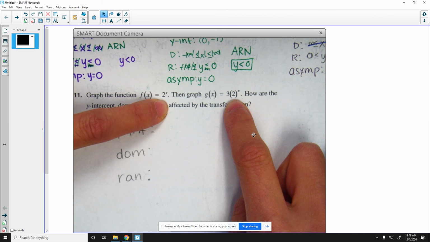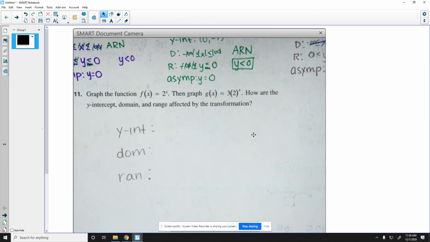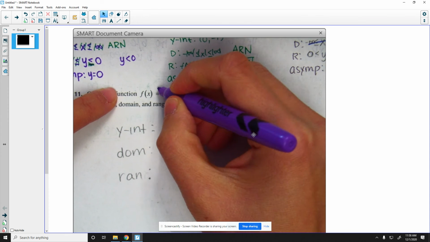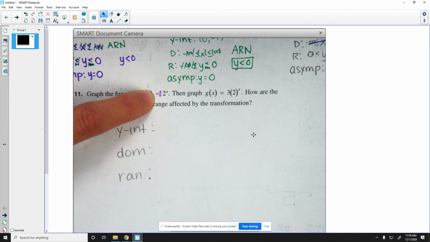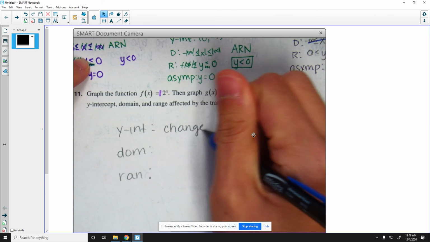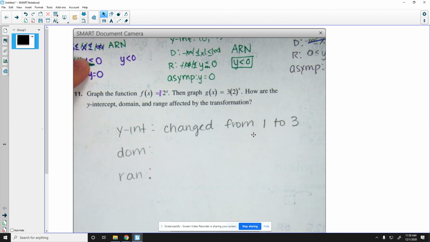Andrew? It got bigger. It went from what to what? 2 to 3. Not 2 to 3. No, 1 to 3, right? Because the y-intercept is that first number. So it's 1, imaginary 1. So it changed from 1 to 3. That's how your y-intercept was affected.